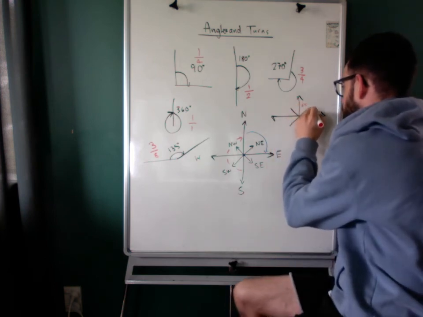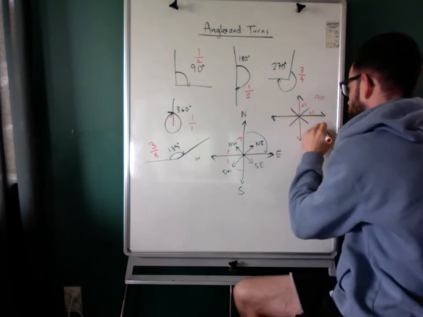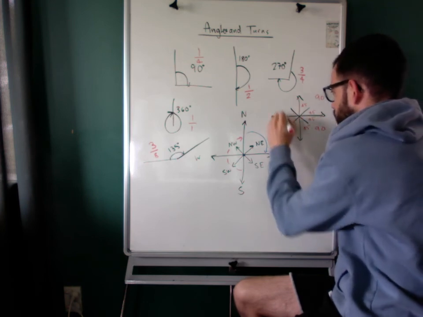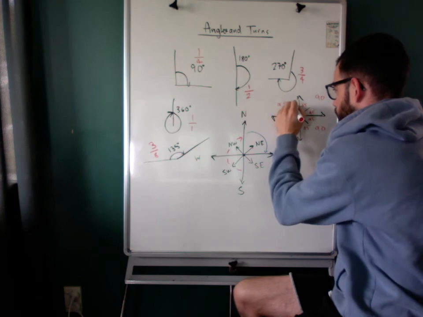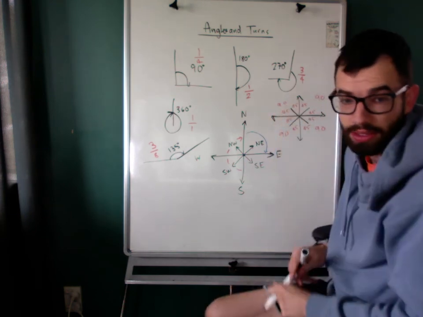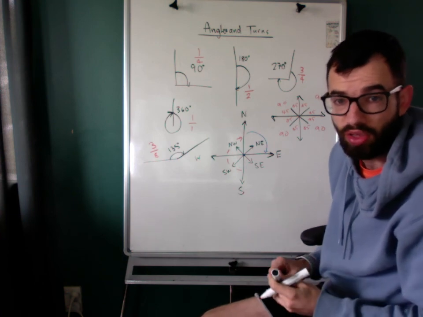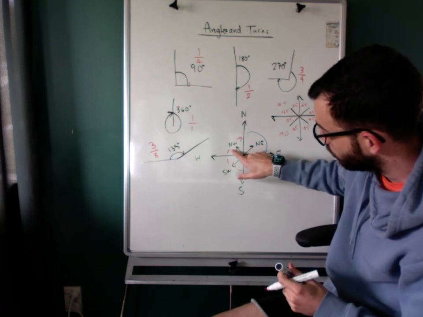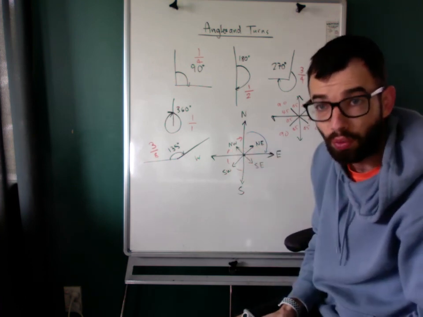45, 45, 90, 90, 45, 45, 90, 90, 45, 45, 45, 45. So if you are asked to turn within different ones, that will hopefully give you an indication. For example, if you're turning from northwest to north, you're turning 45 degrees.